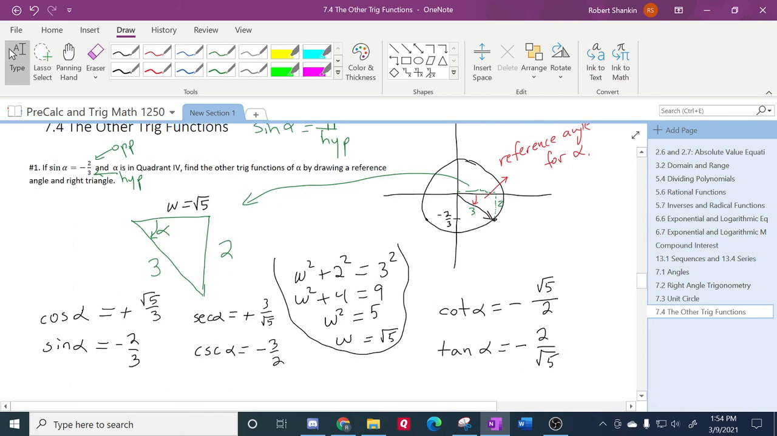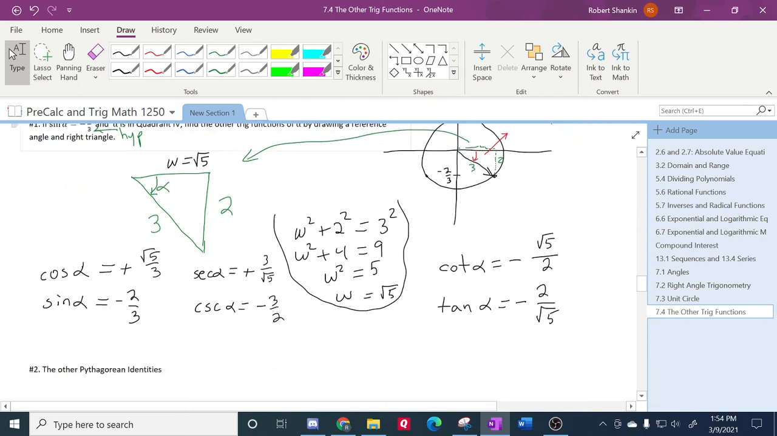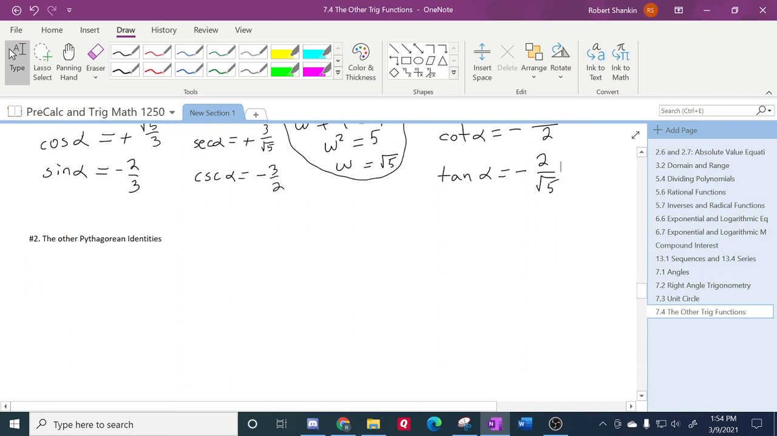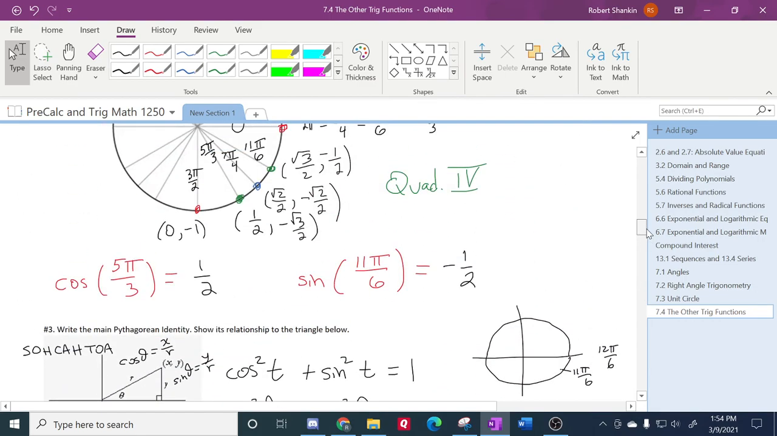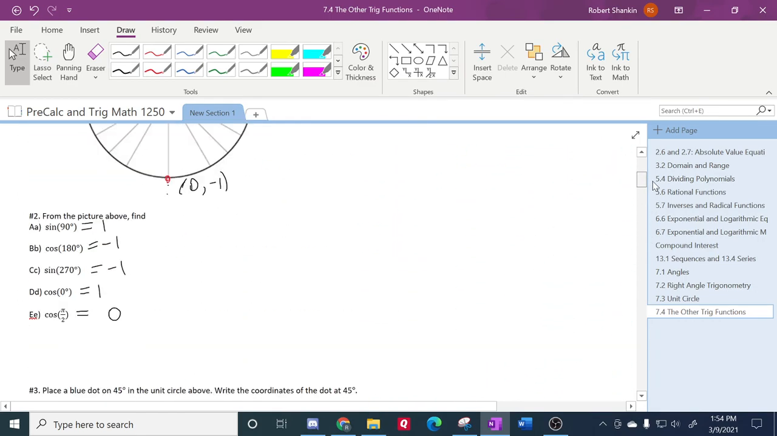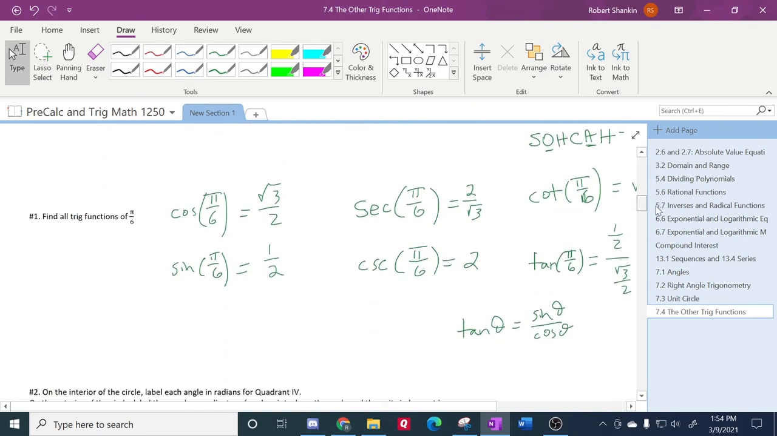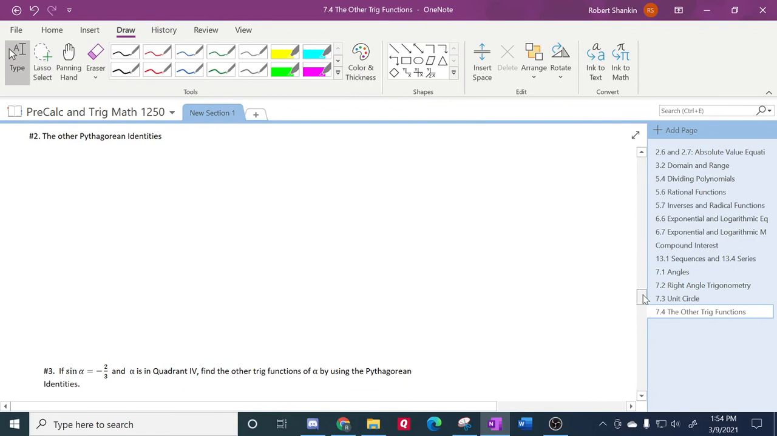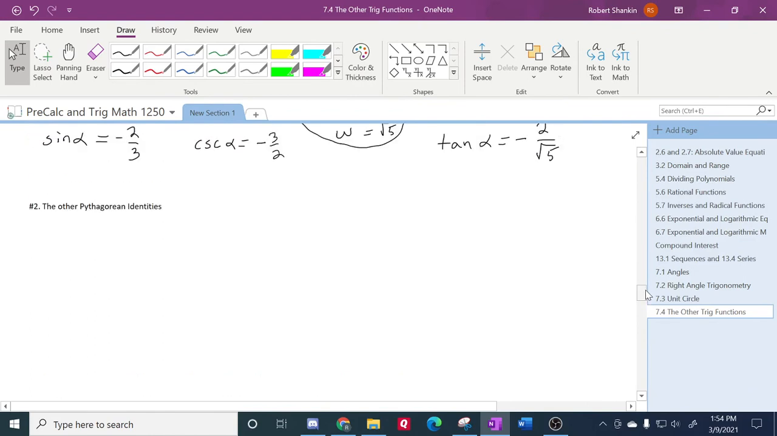So that's how you get all the trig functions. If you're given one of the trig functions of an angle, you're really given all the trig functions of an angle, but you need to know what quadrant you're in. Okay. The other Pythagorean identities. Well, we had this one in the practice quiz. The main Pythagorean identity: cosine squared plus sine squared is equal to 1. Well, there's two others. Let's go over them.